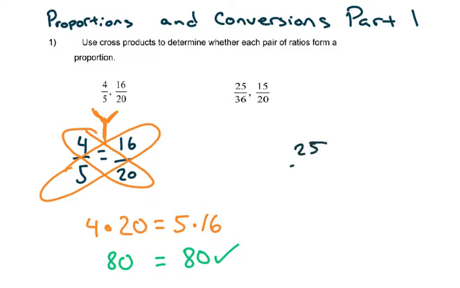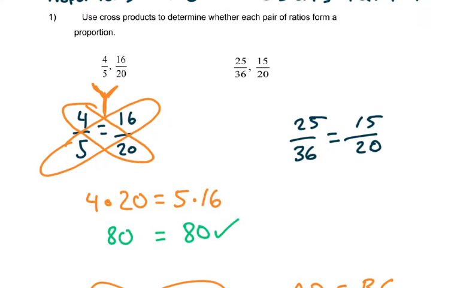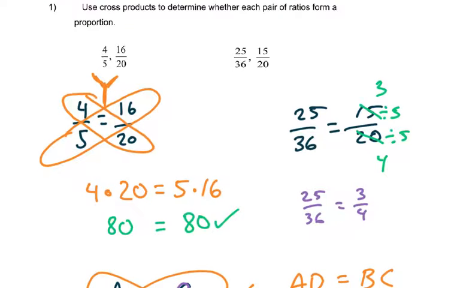So we have 25 over 36. We're going to see if that is the same thing as 15 over 20. Now, one thing you may want to do here that may make your life a little easier is reduce, because these numbers are going to get pretty big when I cross multiply. I notice that 15 over 20 is just 15 divided by 5, which is 3, and 20 divided by 5, which is 4. So why don't I look at 25 over 36 equals 3 over 4? Okay, let's examine that.